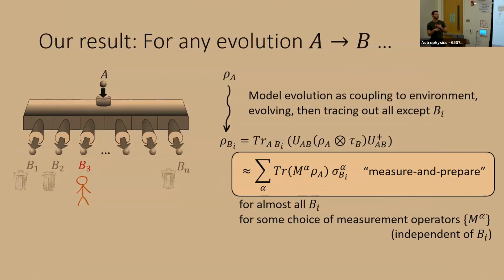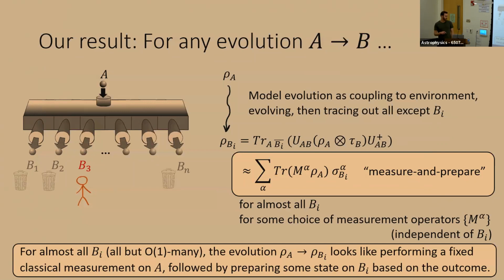It will be approximately one of these measure and prepare channels that take this form that you just saw on the last slide. And the measurement that is used depends on what our channel is, but the measurement used will be independent of which output we're looking at. So for almost all of these outputs, what they see from A looks like we measured A in some fixed basis and then prepared some state based on it. So that's just repeating that idea.